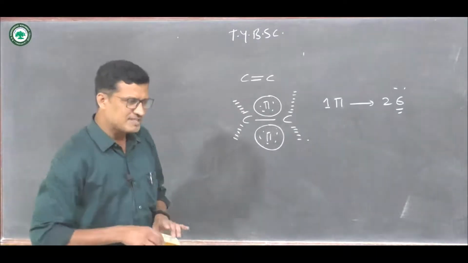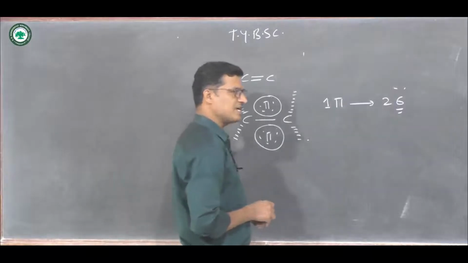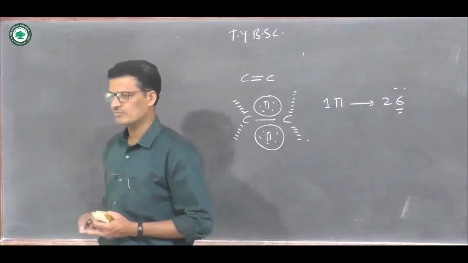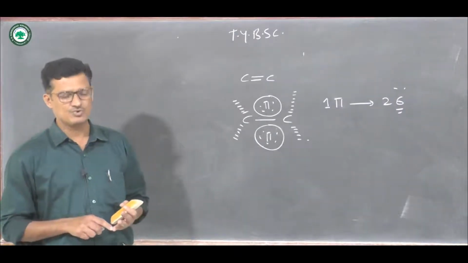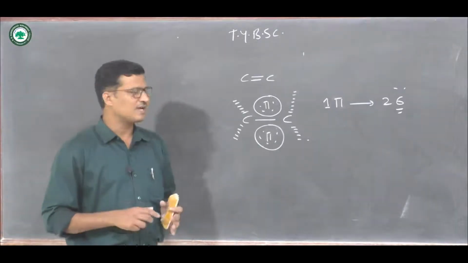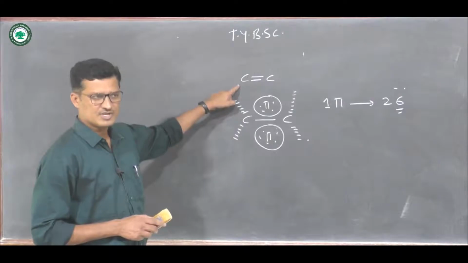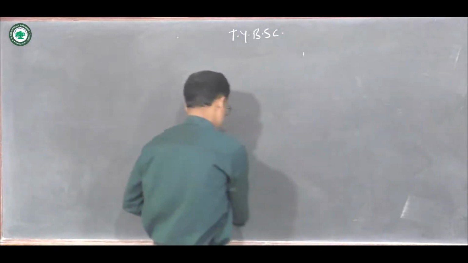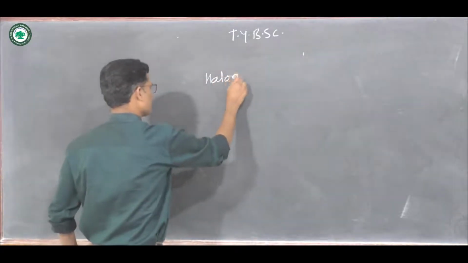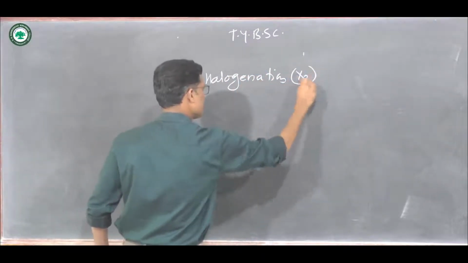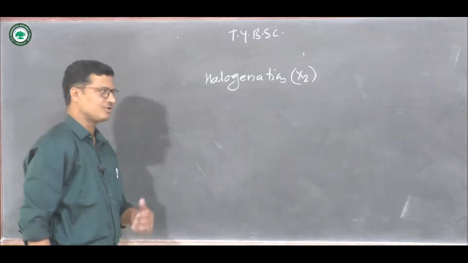There are so many examples of addition reactions: addition of halogen, addition of water molecule called hydration, addition of HX called hydrohalogenation, or ozonolysis. All these examples are related to addition reactions. So we see some examples, starting with halogenation. What happens in halogenation? The addition of X2, meaning iodine, bromine or chlorine.